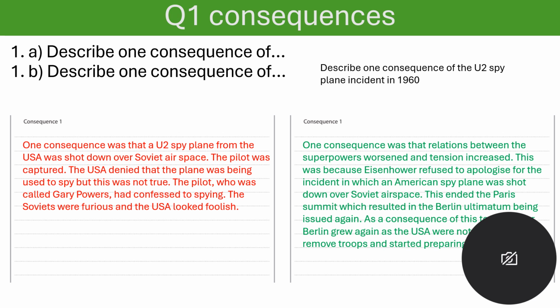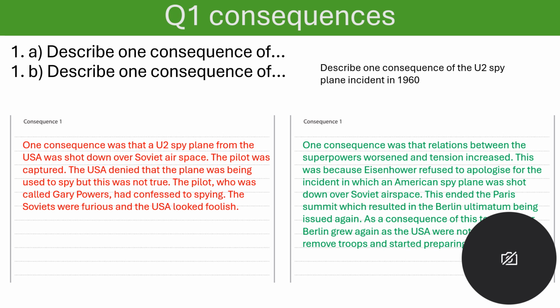So on the screen we have an example in red of a poor answer to this question and an example in green of a strong answer to this question. The question in this example is: describe one consequence of the U-2 spy plane incident in 1960. I'd like you to pause the video for a moment so that you can read the red example and then the green example. So pause your video now.